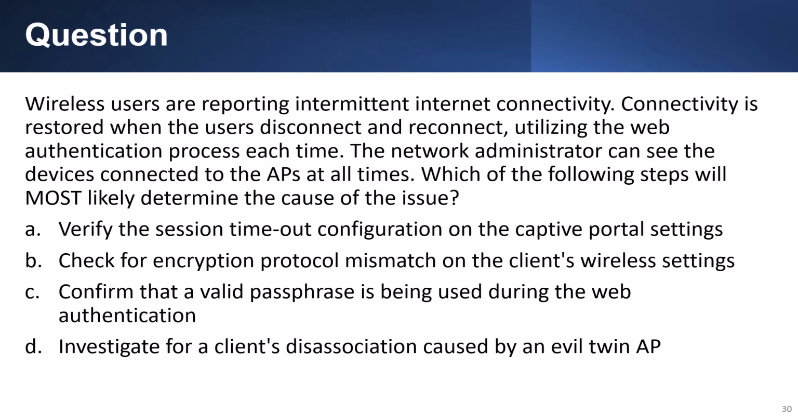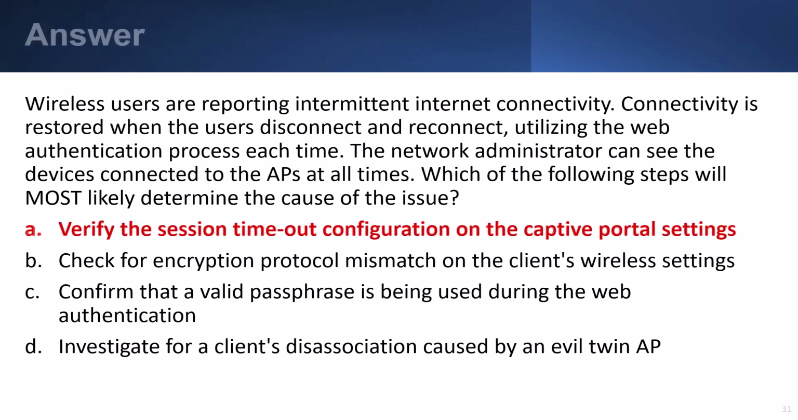Question: Wireless users are reporting intermittent internet connectivity. Connectivity is restored when the users disconnect and reconnect, utilizing the web authentication process each time. The network administrator can see the devices connected to the APs at all times. Which of the following steps will most likely determine the cause of the issue? Answer: Verify the session timeout configurations on the captive portal.